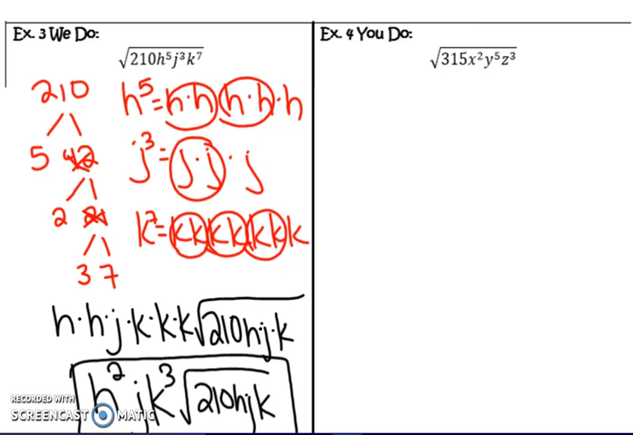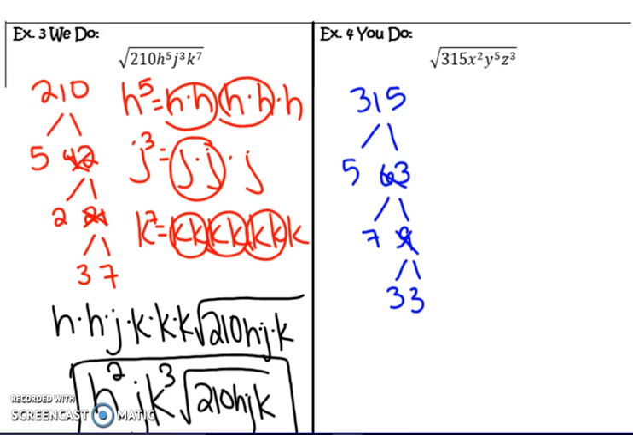Our last example. We're going to start with our number. So we have 315. I'm going to start by breaking it by 5. So we have 5 and 63. That gives me 7 and 9, which gives me 3 and 3. I only have a pair of 3's, but that's okay.